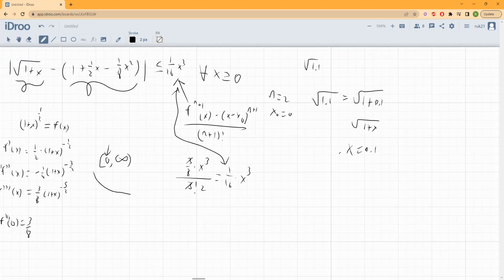And just now, we had an estimation. We had our Taylor polynomial, and we had the error bound. So we are simply, very simply, going to plug 0.1 into our equation. Our Taylor polynomial over here is 1 plus a half of x minus 1/8 x squared. So if we plug in 0.1, we get 1 plus 1 over 20 minus 1 over 800, which is equal to 839 over 800. And our biggest error is going to be 1 over 16 times x cubed.